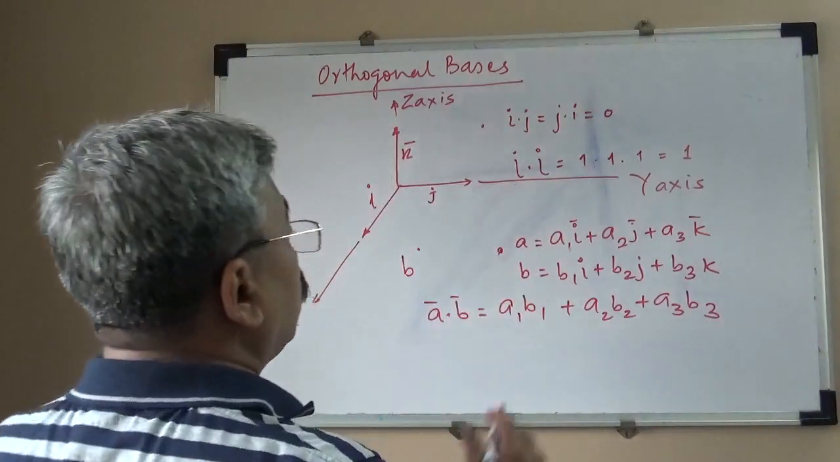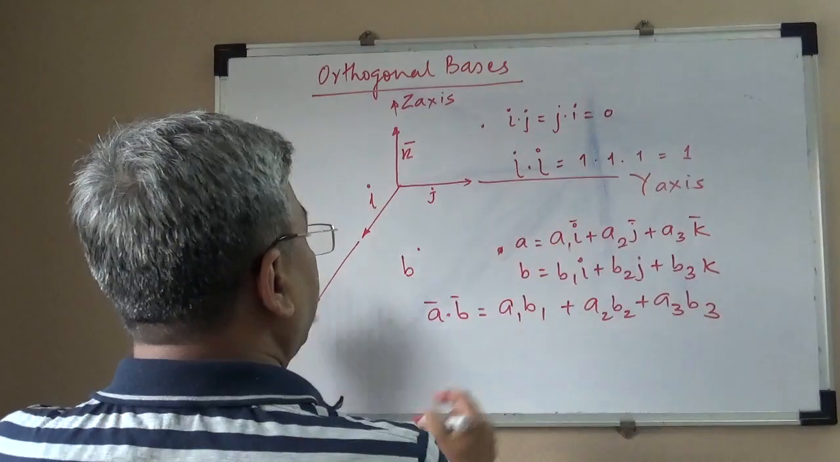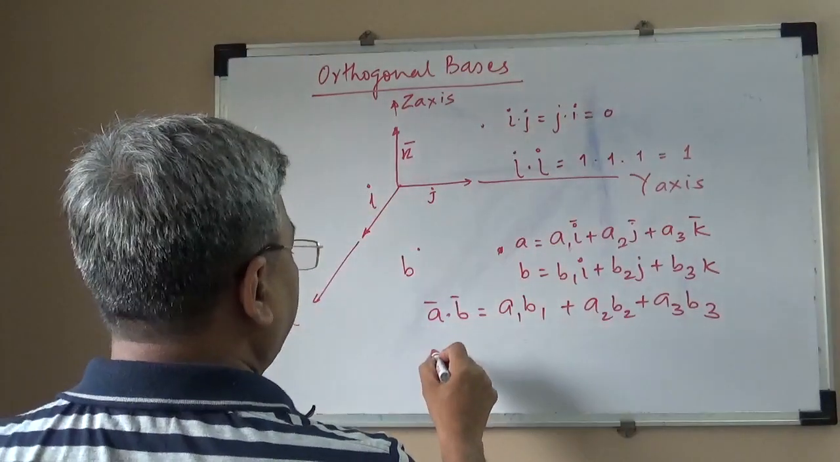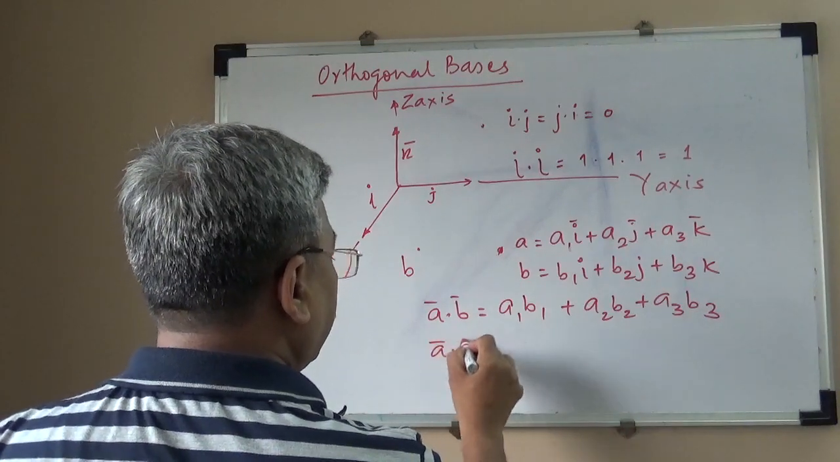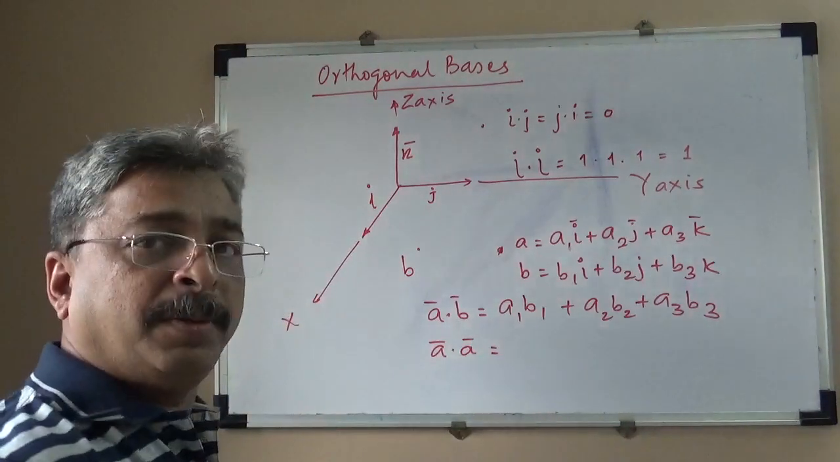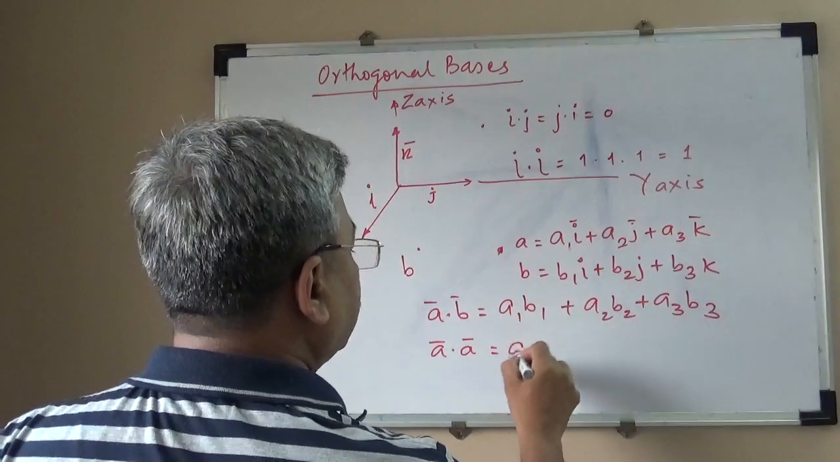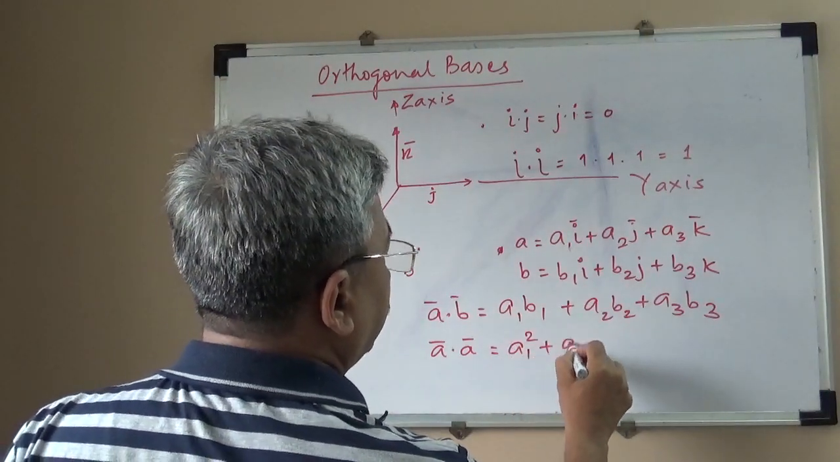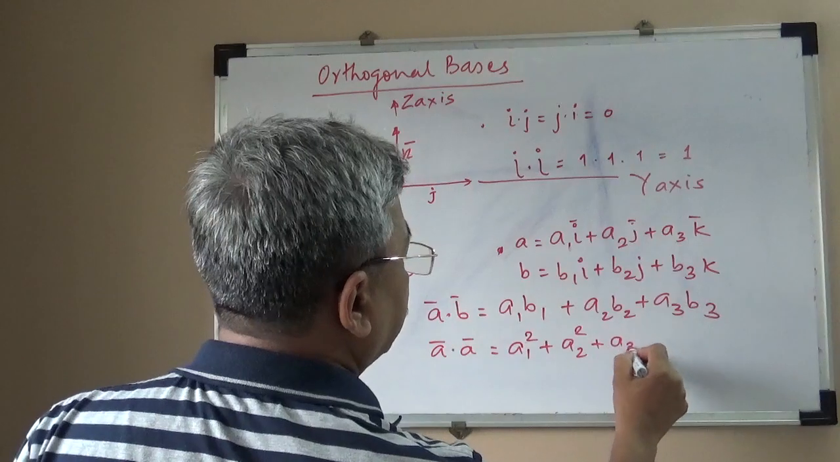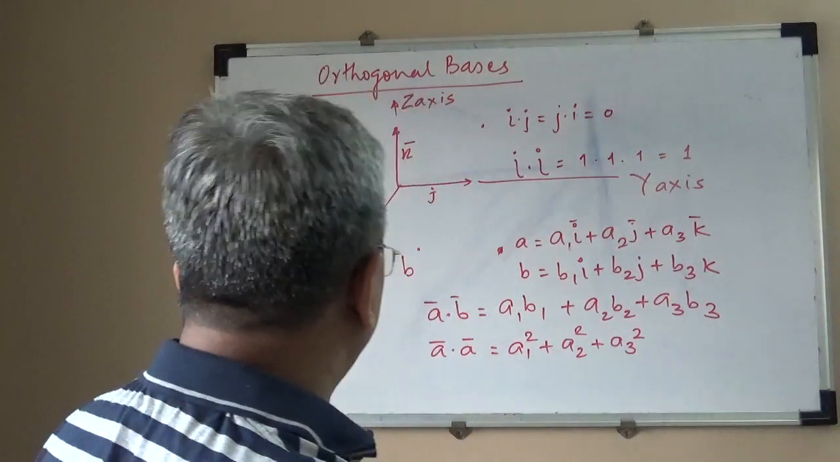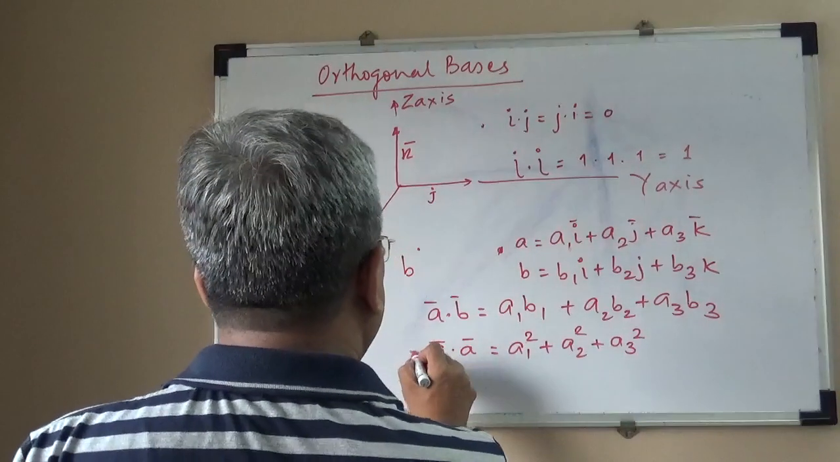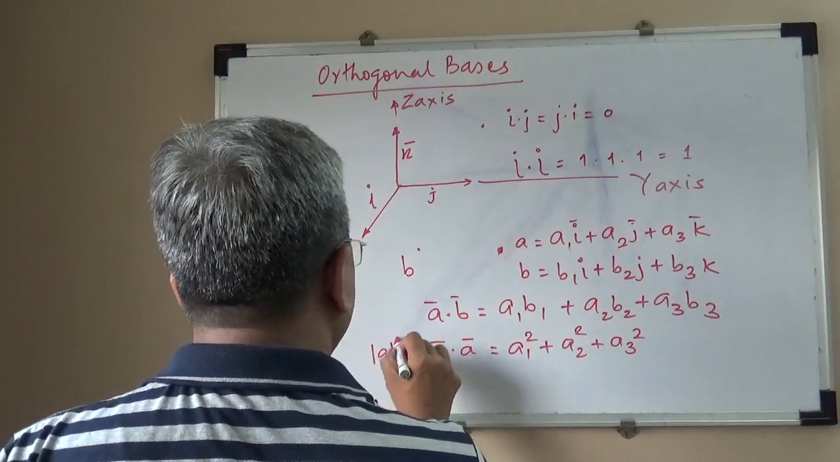Now, what will be the length of, say, vector A? If we want to find the length of vector A, then we should take A dot A. A dot A is going to be A1 squared plus A2 squared plus A3 squared. And we know A dot A is mod A squared.